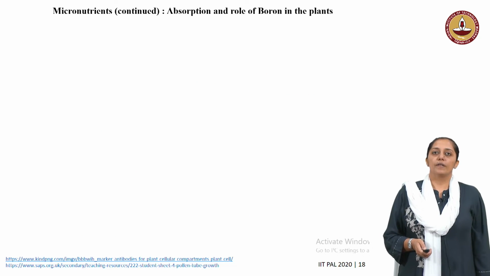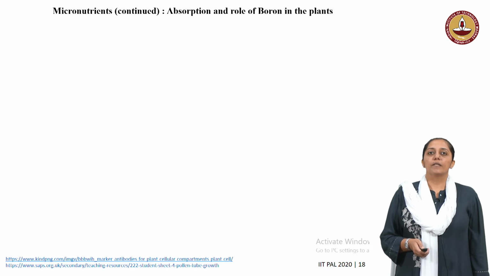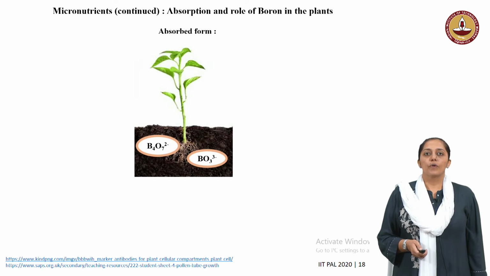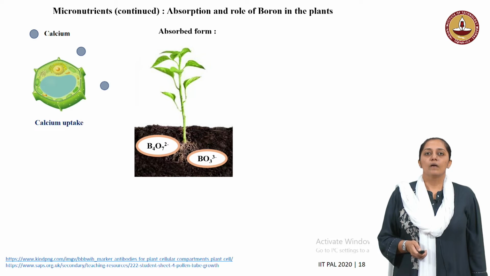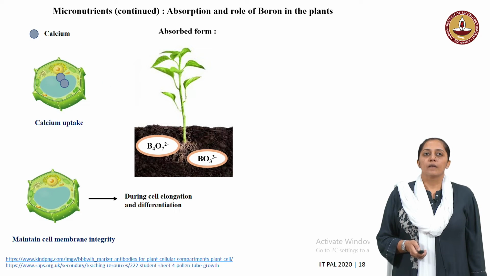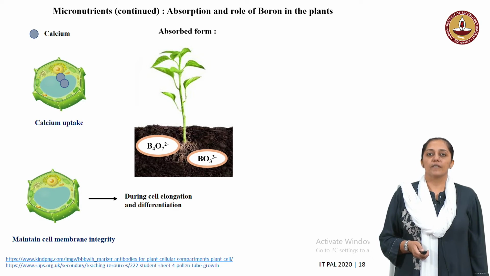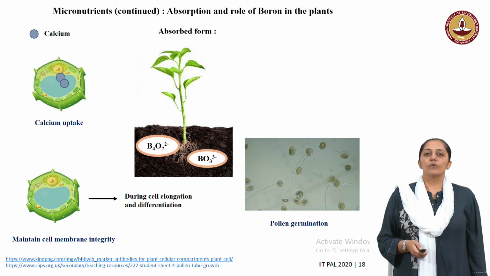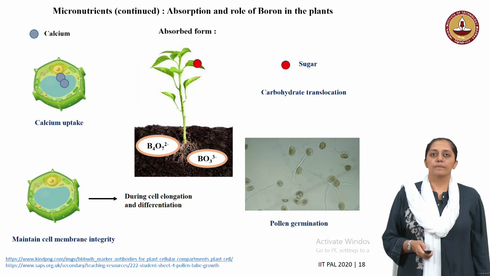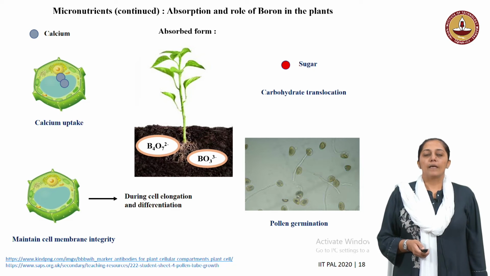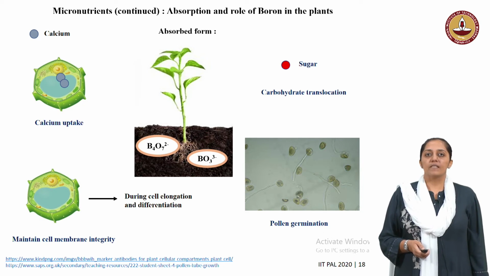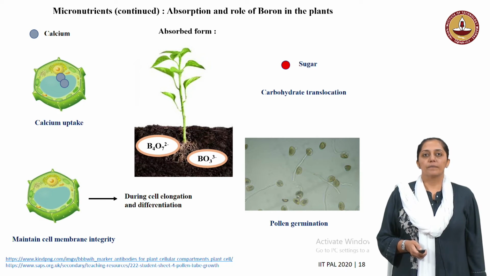Another micronutrient is boron, which is absorbed by the plant in the form of borate ions. It facilitates calcium uptake and also maintains cell membrane integrity during cell elongation and differentiation. It is also involved in pollen germination, and once the sugar molecules have been synthesized, it helps in the translocation of carbohydrates.